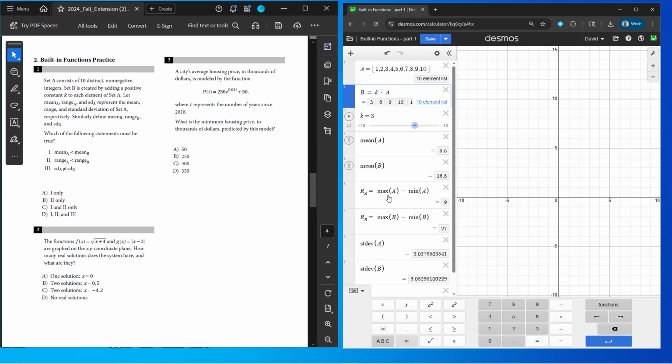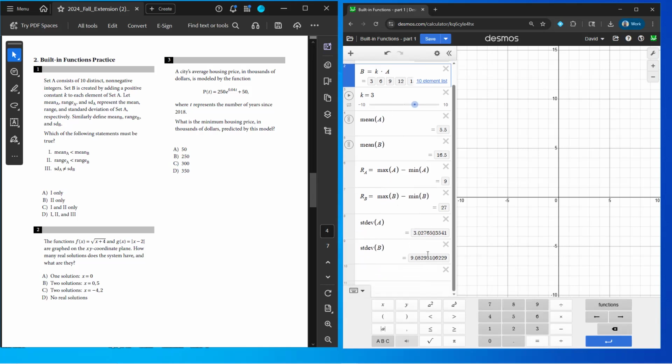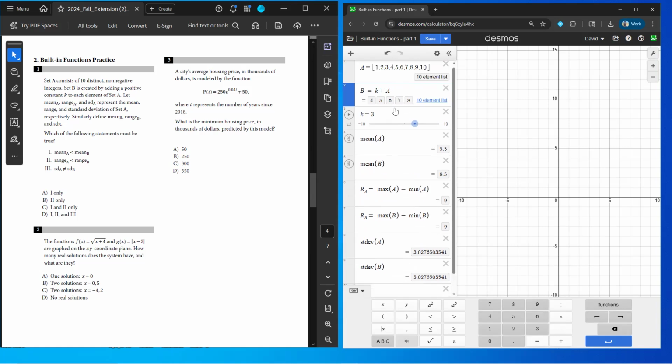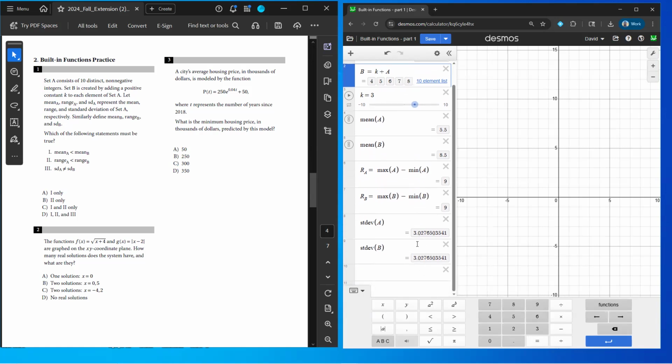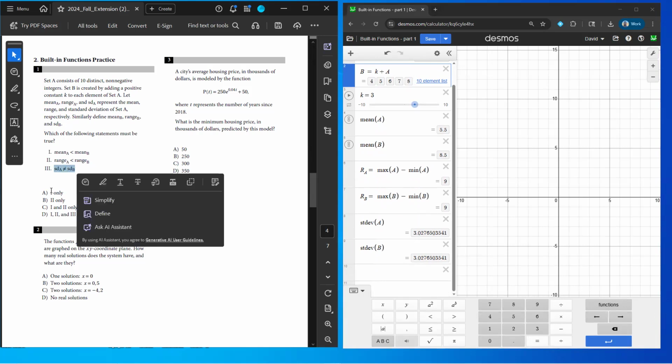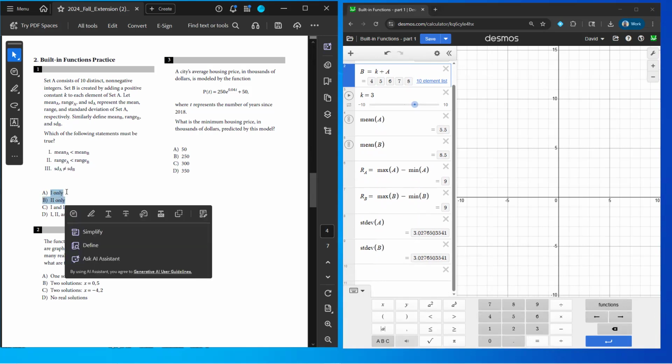On that note, how about standard deviation? If you had multiplied by a number, the standard deviation would also go up by a factor of K. But in this case, since we added a number, the standard deviation is exactly equal. So we can eliminate Roman numeral 2 and Roman numeral 3, so the correct answer is A.